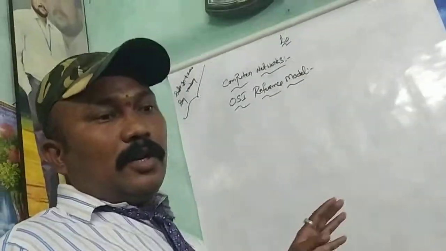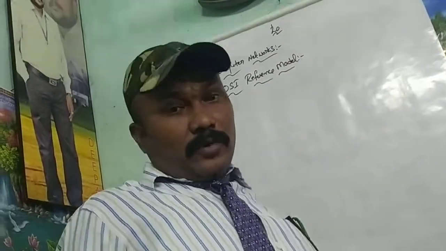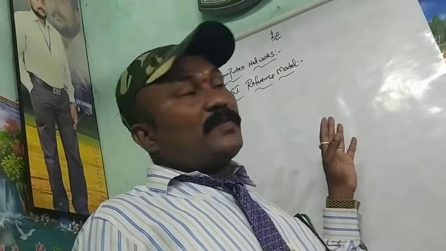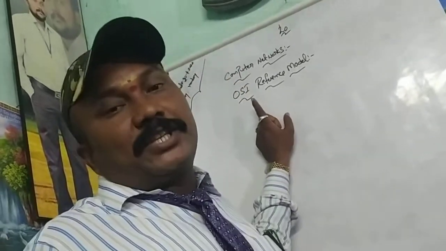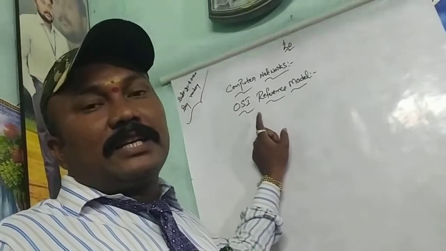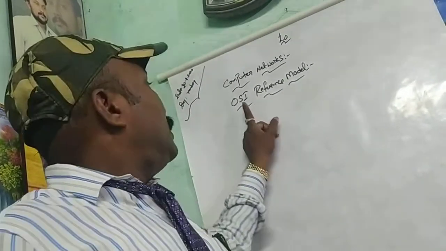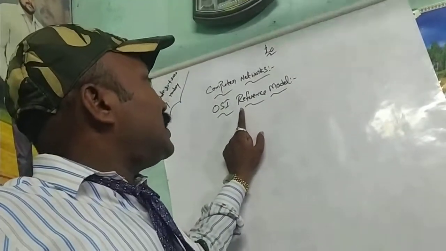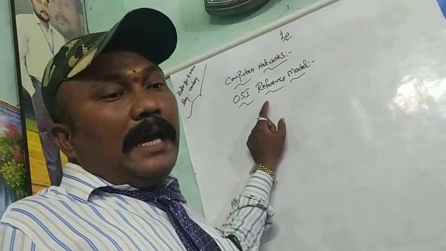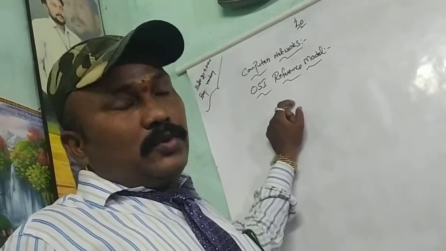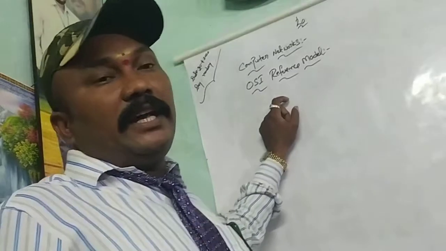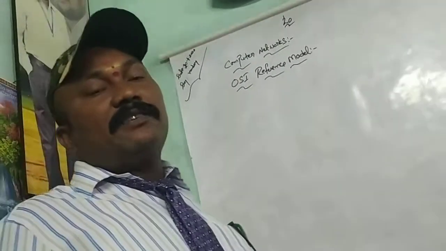My dear students, OSI is the abbreviation for Open System Interconnection reference model. Actually, my dear students, this OSI reference model has 7 layers. How many layers? 7 layers.